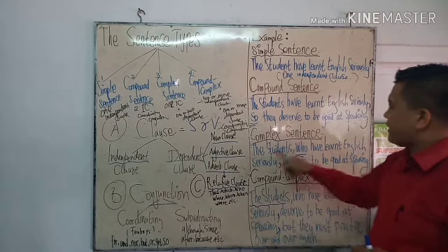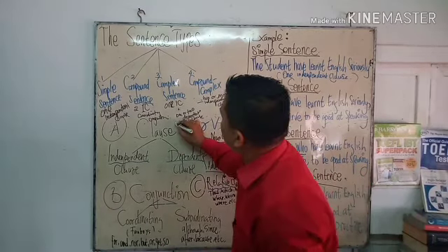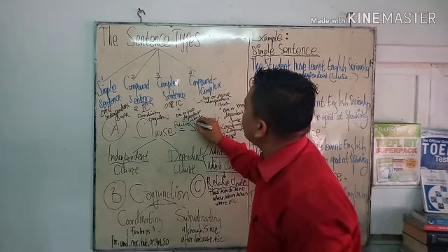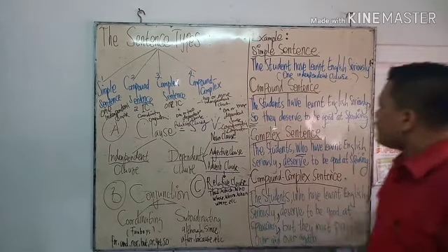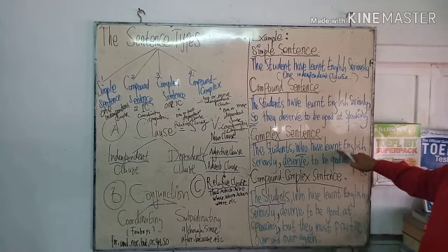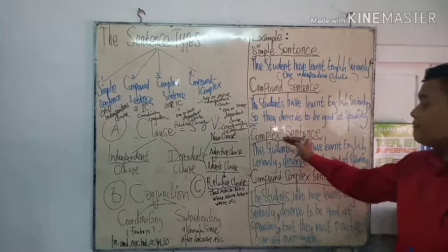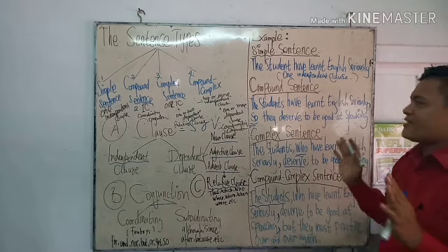So what about number three, complex sentence. Look here. The student who, using a relative clause. It could be using a relative clause or subordinating conjunction. Look at that. The student who has learned English seriously deserves to be good at speaking. This is a complex sentence. Alright?